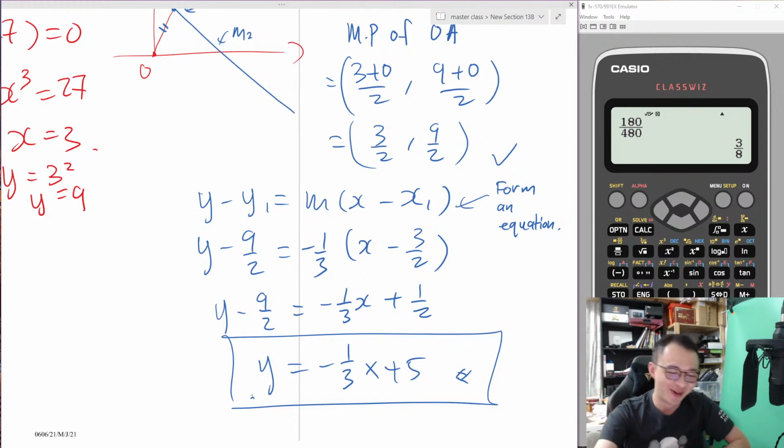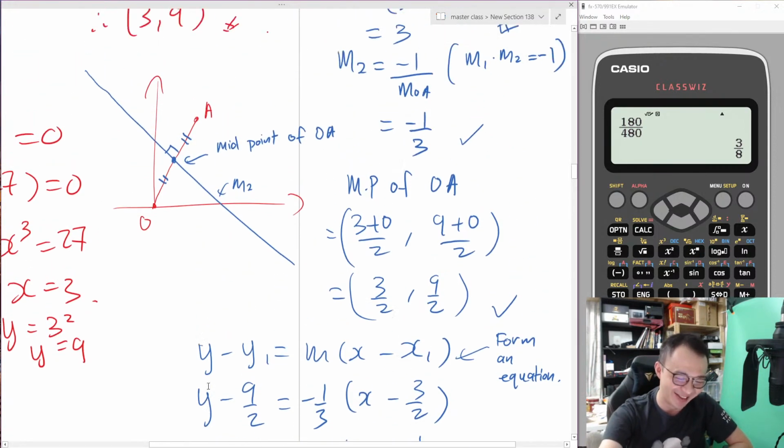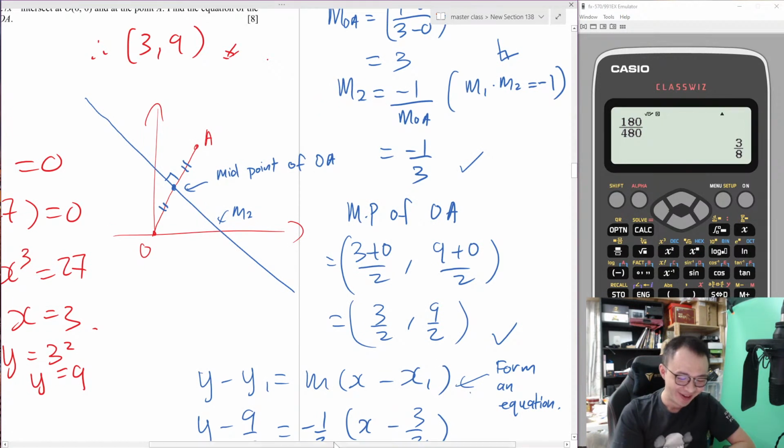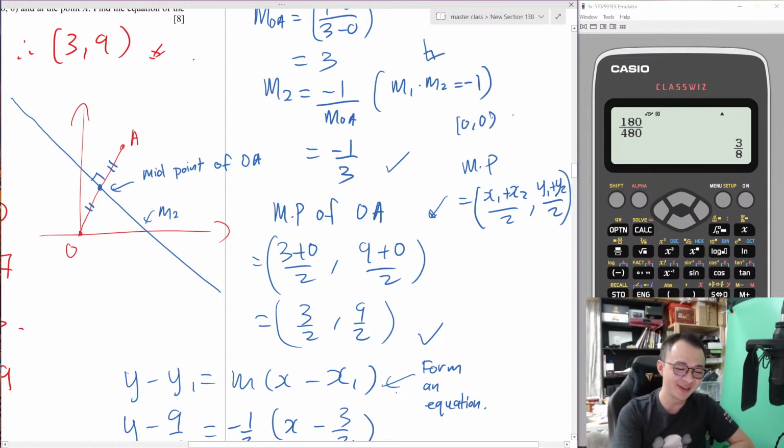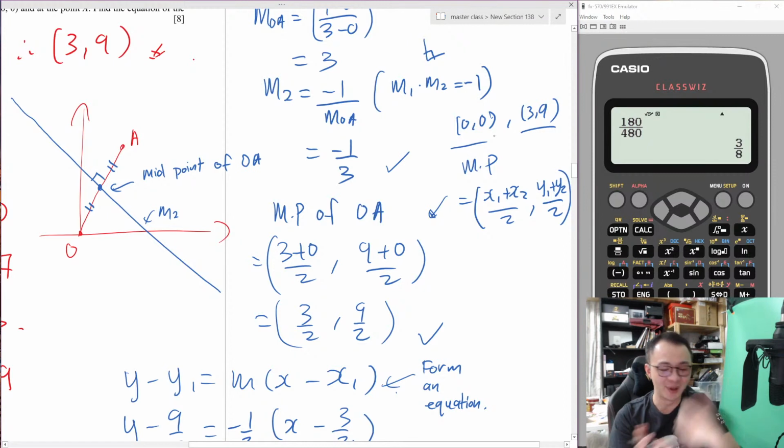How to get the midpoint? If you have no idea how to get the midpoint, I think you are in some trouble. Your exam is so near. Midpoint is the most basic formula. The midpoint formula is x1 plus x2 divided by 2, and then y1 plus y2 divided by 2. We have two coordinates, (0, 0) and (3, 9). So please understand how to get the midpoint.